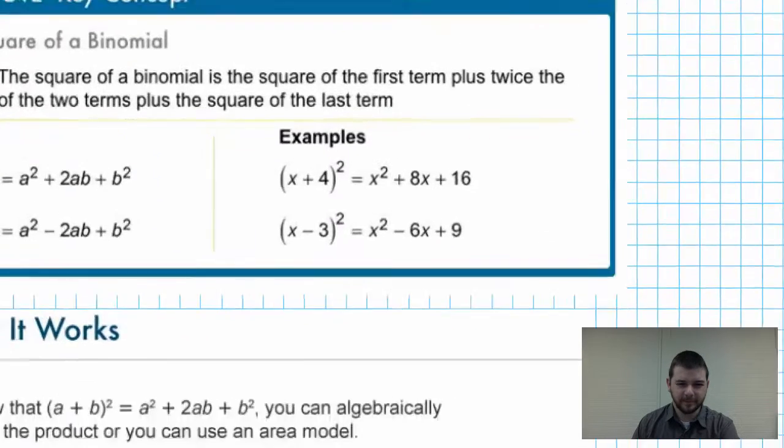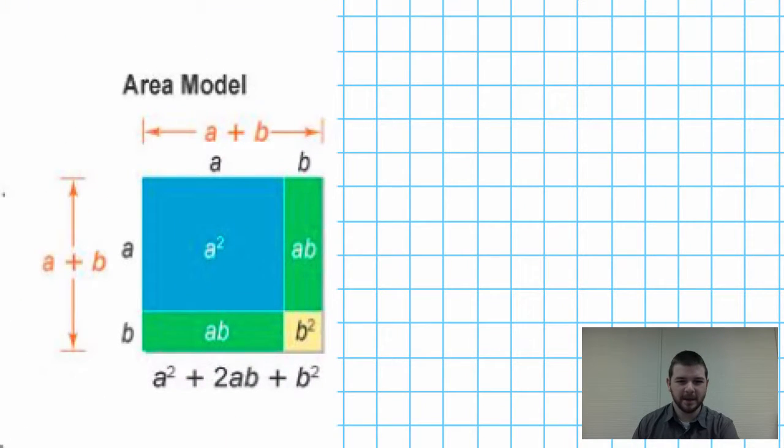Why it works. So we can take a look at these area models. First, an example of (a plus b) squared. Note the length and the width, or the side length of this original square, is a plus b, with a represented in blue there, the width of a, and then b represented in green. We multiply these things to form rectangles, and when adding them together, note a squared, that large blue square, is simply our first term squared.